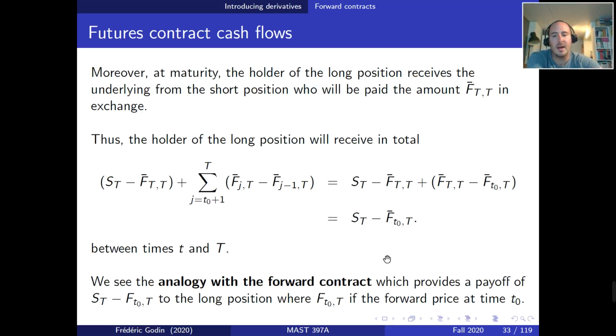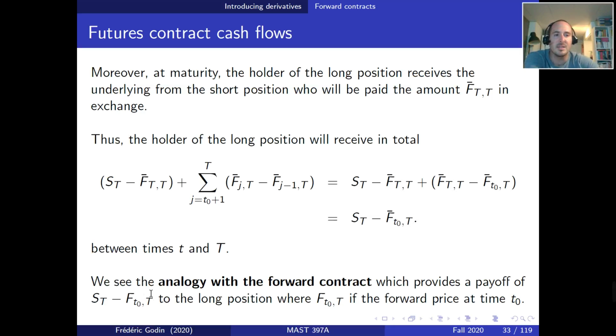Okay, so recall that for a forward contract, the payoff was of this form. It's S_T minus F(T0, T). So the only difference here is the presence of the bar. For a futures contract, you receive S_T minus the futures price, whereas for a forward contract, you receive S_T minus the forward price. So the payoff is different because one is F bar, the other is F.